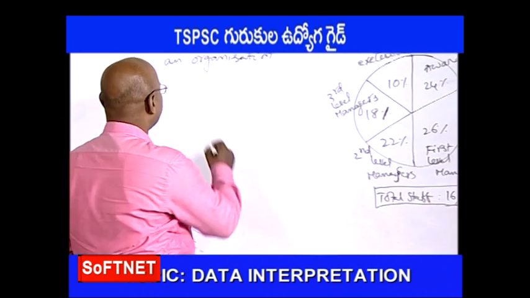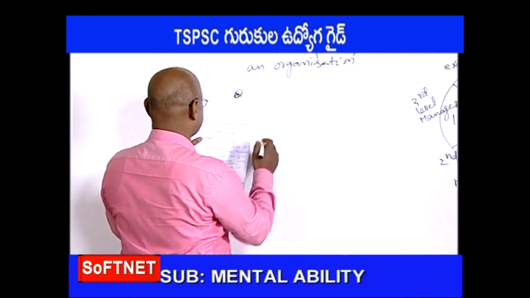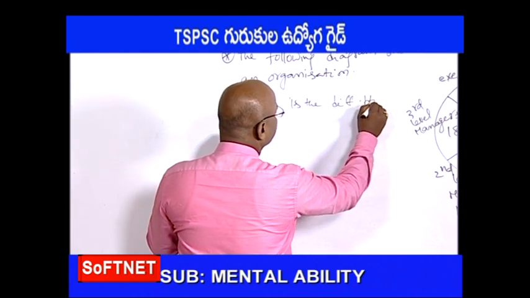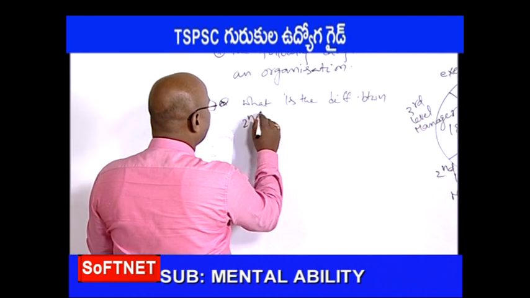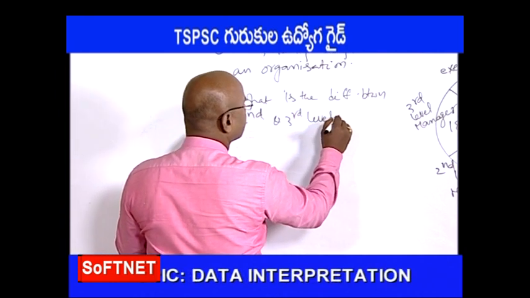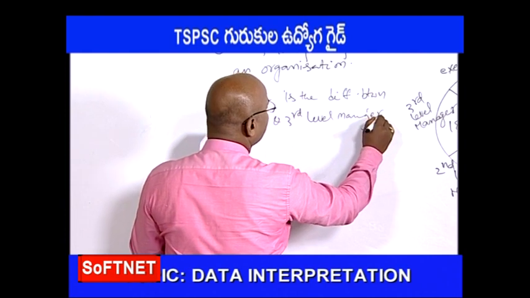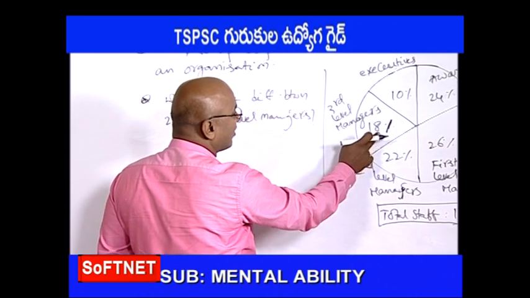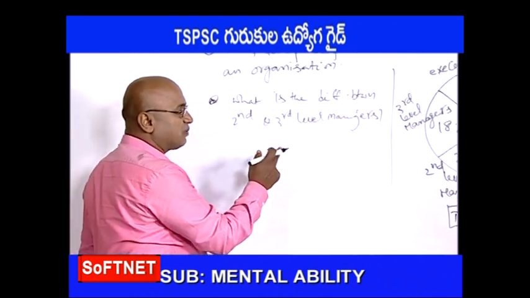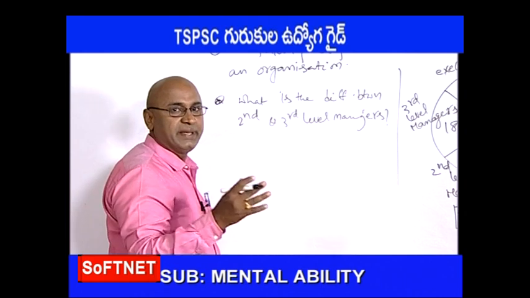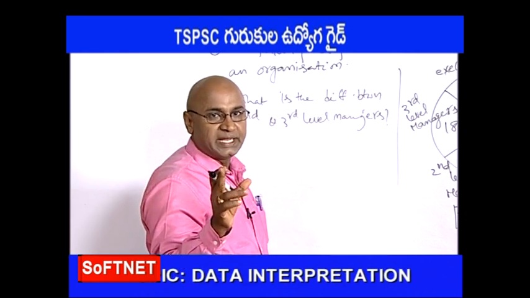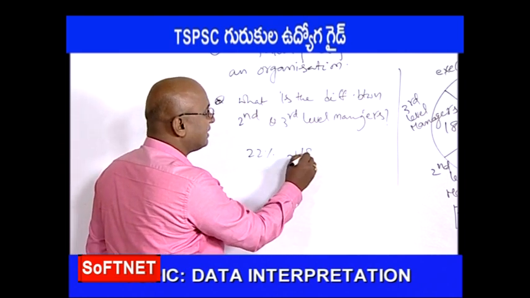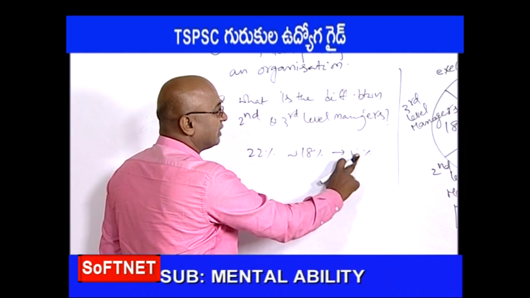Now we'll see the first question in this problem. The question is like this. What is the difference between second level and third level managers? Difference between third level and second level managers. So second level managers are 22% and third level managers are 18%. But the options will not be in percentages. The options will be in values. That is why we must find out the value. So the difference is 22% minus 18%, that is equal to 4%. So what is the difference?